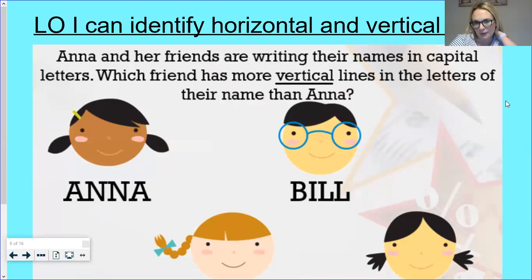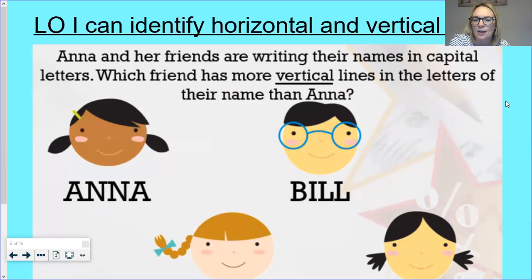Okay, now we're not going to do exactly what it says because my screen is cutting the bottom off. But the top 2 children that you can see there, Anna and Bill, I'd just like you to count how many vertical lines you can see in the capital letters of their name. Okay, so just pause the video and count how many vertical lines can you see. So not diagonal lines, remember, just vertical lines in their names.